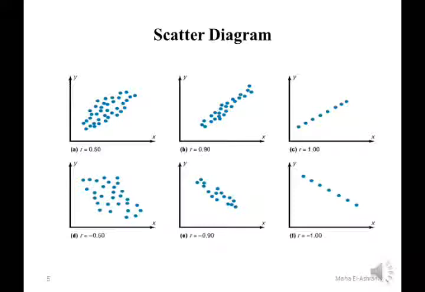What is meant by a negative relationship? It simply means that whenever x increases, y decreases. On the other hand, A, B, and C represent positive relationships, which means that whenever x increases, y increases. Usually from the scatter diagram, the first thing that you can remark is the direction of the relation. So it's clear that for figures A, B, and C, the relation is a positive one. For figures D, E, and F, the relation is negative.